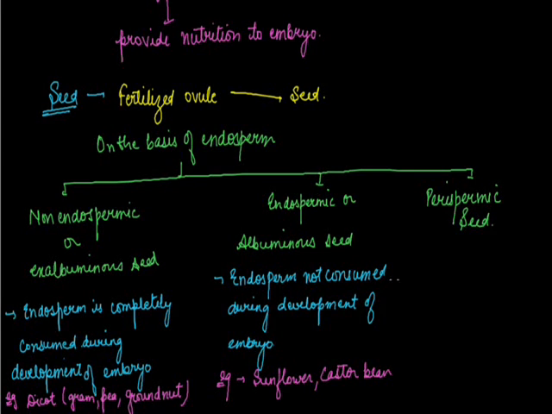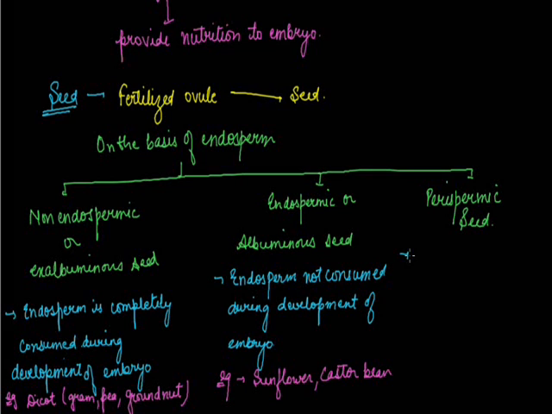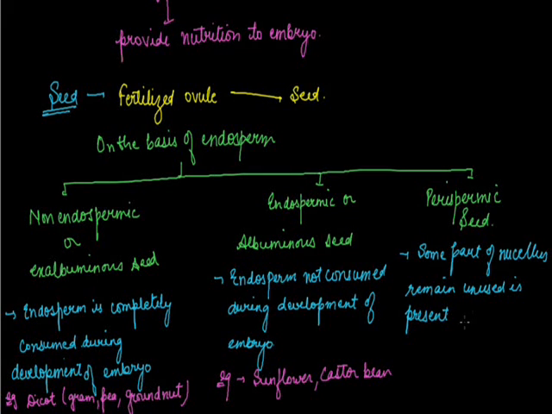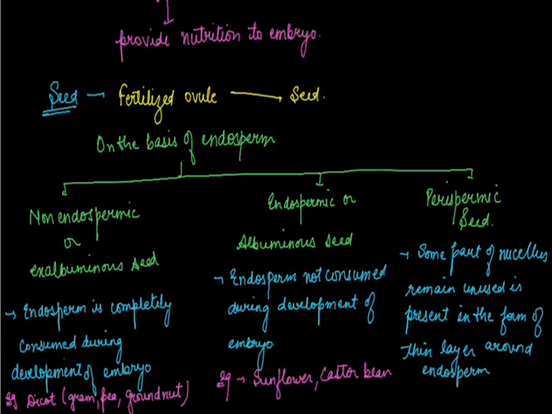In a perispermic seed, what happens? Sometimes some part of the nucellus remains unused and is present in the form of a thin layer around. Examples are black pepper. Here completes your sexual reproduction in plants.